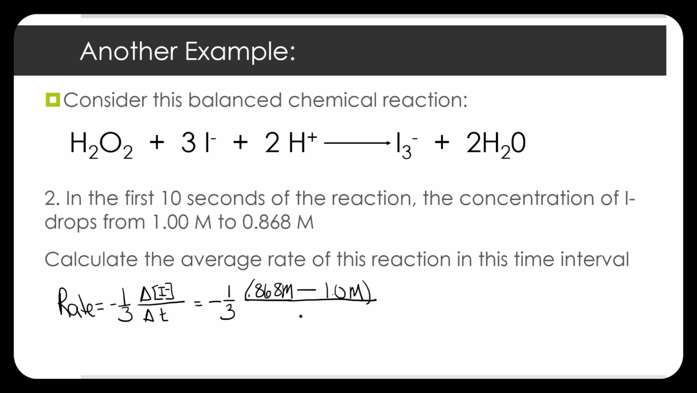On the bottom, we're going to do the time. This says first 10 seconds. So the time final, at the end of this interval, is 10 seconds. And then it started at 0. So that's how we would denote the first 10 seconds. Again, I'm going to transfer this 1 over 3, and then clean up this equation a little bit. On the bottom, 10 minus 0 is 10. On the top, we're going to have 0.868 minus 1. So we get negative 0.132.